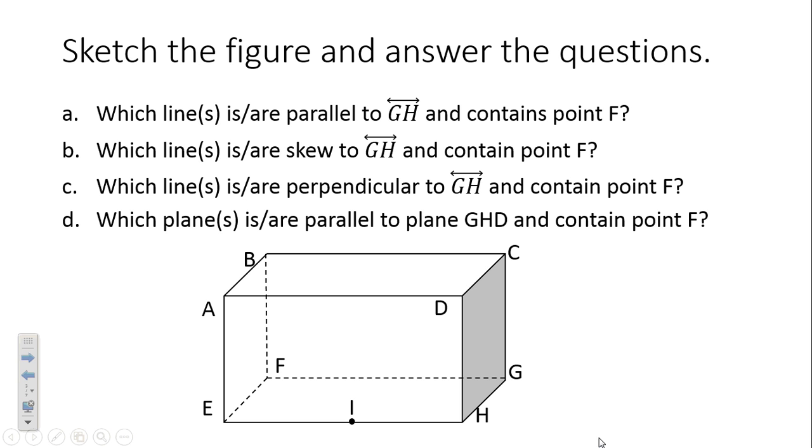So we've got a right rectangular prism. Rectangular box. And we want to know, first of all, we label it A, B, C, D, E, F, G, H, and we have an I. And we want to be able to identify specific lines based on that figure.